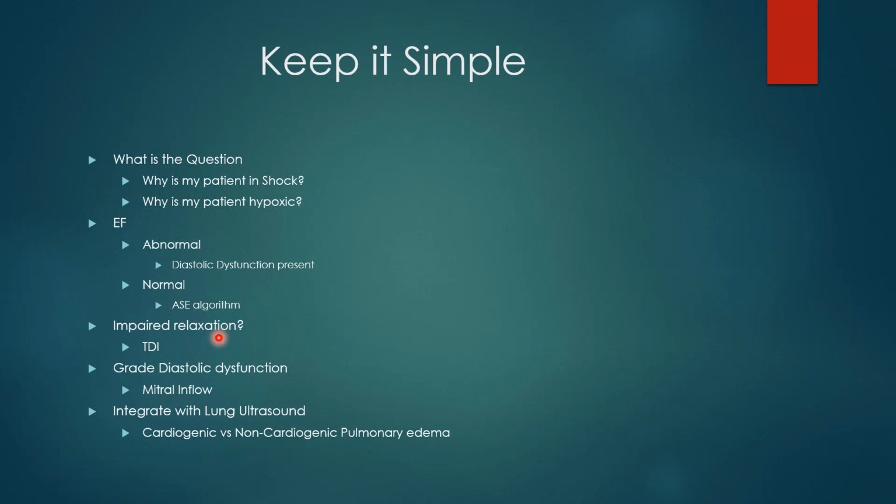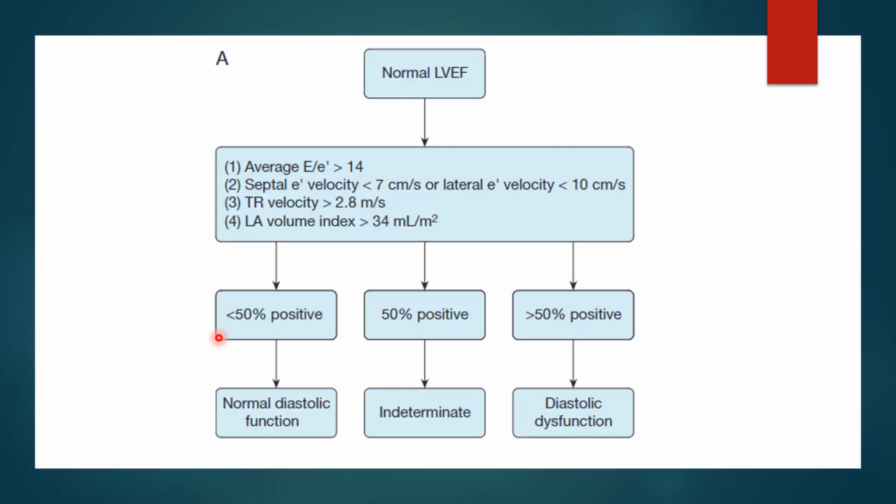After that, if I have impaired relaxation, I'm trying to grade the diastolic dysfunction. I'm not grading it just to grade it, but this actually helps me figure out if someone has normal or abnormal filling pressures. And then finally, I try to integrate with lung ultrasound. Oftentimes in hypoxia, there's pulmonary edema. I'm trying to figure out if the pulmonary edema is cardiogenic or non-cardiogenic, and diastology will help me figure that out. So if someone has normal LV function, again, this is the more complicated one because systolic dysfunction always has diastolic dysfunction. I'm looking at these parameters.